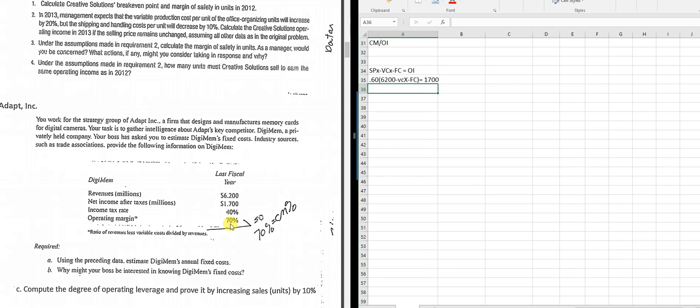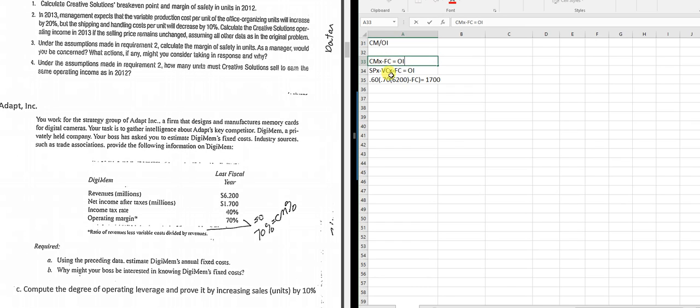And my operating margin is 70%, so my contribution margin is 70%. That means basically selling price minus variable cost is my contribution margin, and it is 70%. So I can now rewrite this, go back in here, 70% times 6,200. Okay, so I can rewrite this as selling price X minus variable cost X minus fixed cost. I can rewrite that as selling price minus variable cost, which is contribution margin, times X minus fixed costs equals operating income.